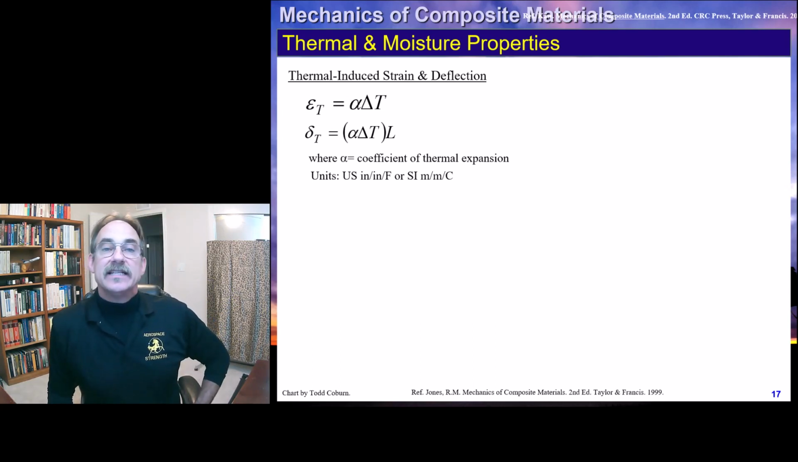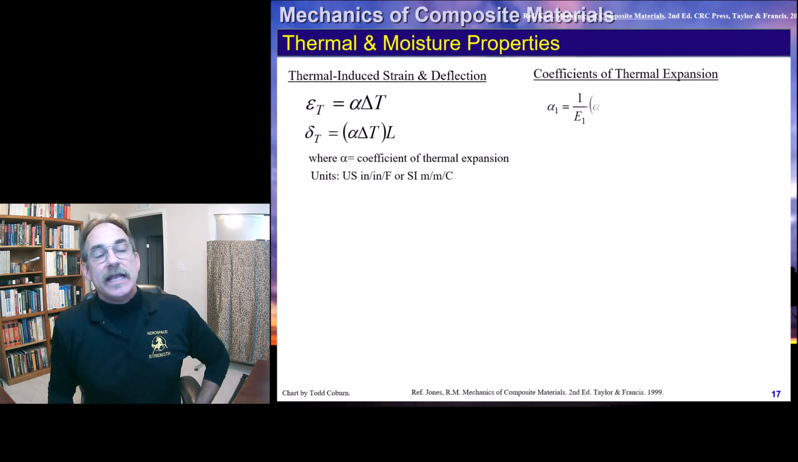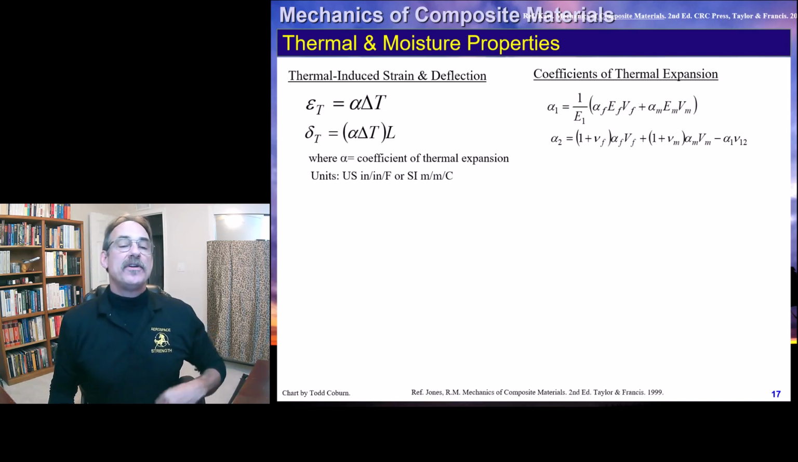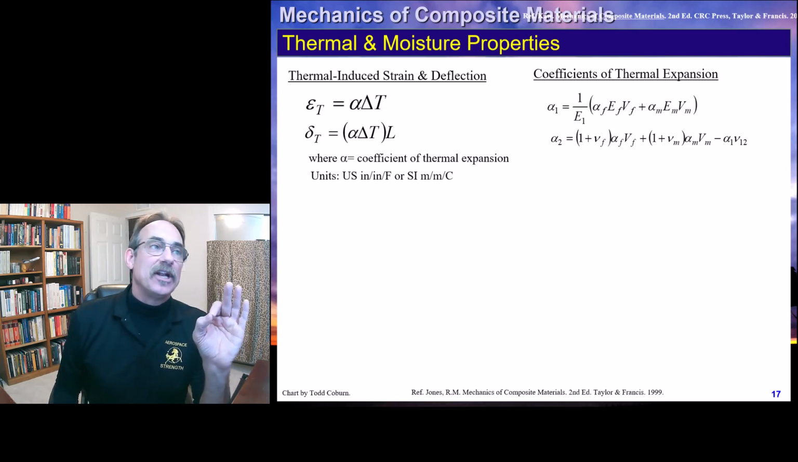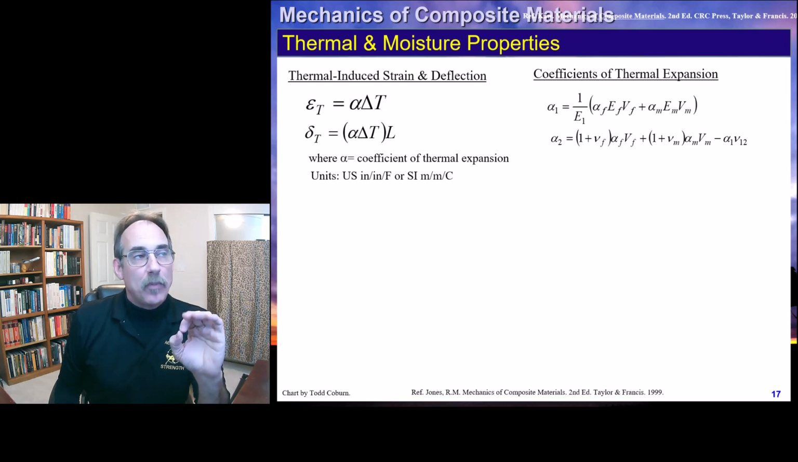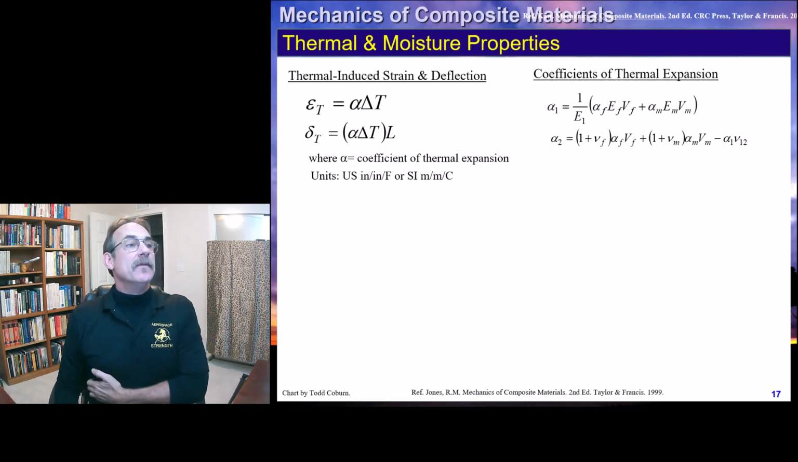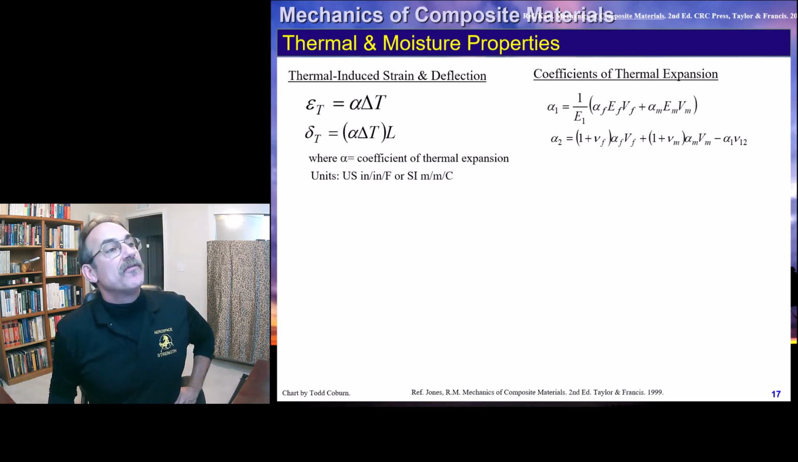Now, in order to utilize this, we're going to need alpha, and so we can estimate the coefficient of thermal expansion for the lamina from the coefficient of thermal expansion of the constituents using a rule of mixtures approach. I'm not going to derive it. This is the equation we can use right here: the coefficient of thermal expansion for the fiber times its modulus times its volume fraction, plus the values for the matrix, all divided by E1. And our coefficient of thermal expansion in the two direction can be computed this way.